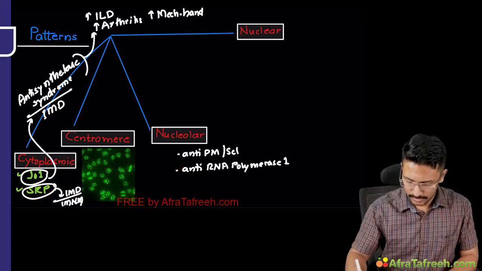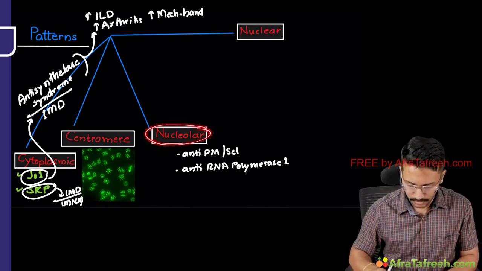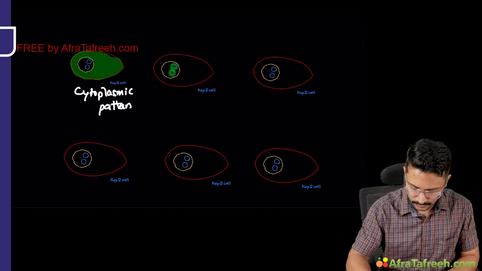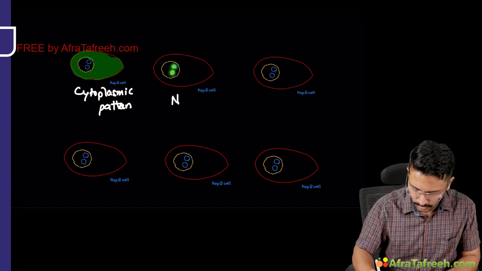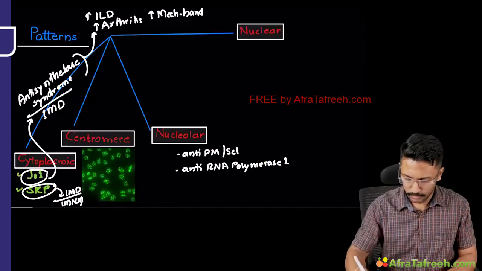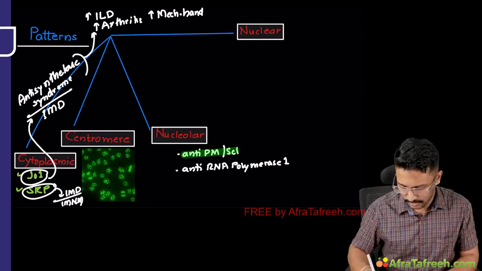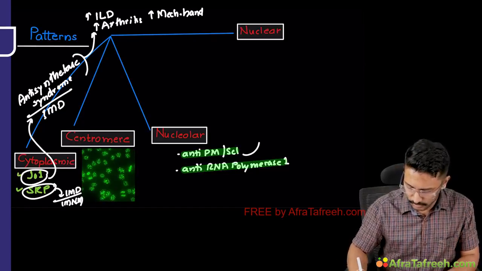Okay. Now, the second thing I'm talking about is nucleolar pattern. Okay, nucleolar pattern is where the nucleoli show fluorescence. So only nucleoli are the ones which are showing fluorescence. That is what we call nucleolar pattern. Okay, so what are the antibodies to remember for nucleolar pattern? The first one is anti-PM-SCL antibody, and the other one is anti-RNA polymerase 1 antibody. Now, where do we see these antibodies?